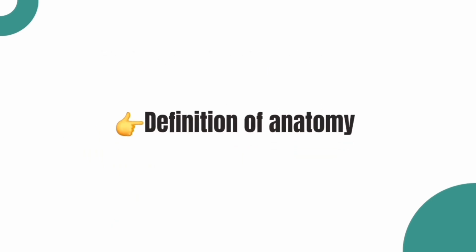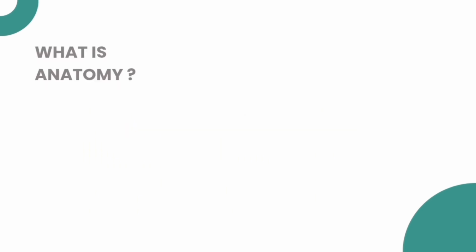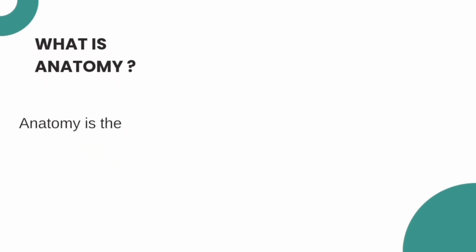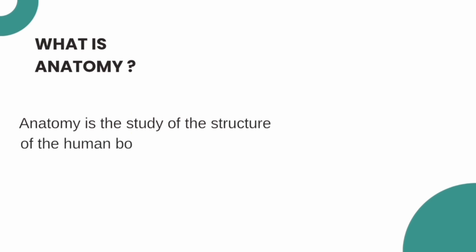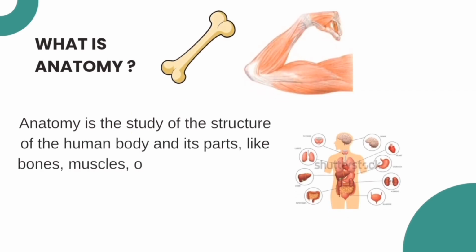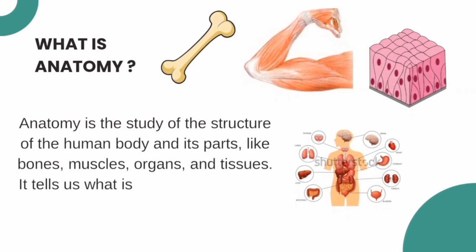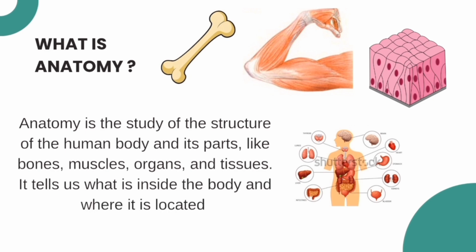Now we are going to discuss the definition of anatomy. What is anatomy? Anatomy is the study of the structure of the human body and its parts like bones, muscles, organs and tissues. It tells what is inside the body and where it is located.